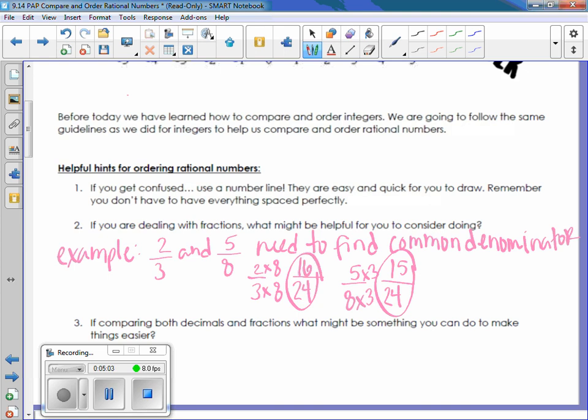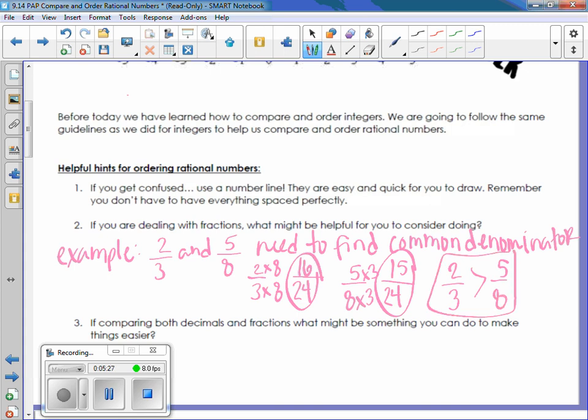The best way to compare them is to cut the pizzas into the same amount of slices, right? So that's finding the common denominator. We would cut it into 24 slices, and if the pizzas were 24 slices, Luke ate 16 pieces, and I ate 15 pieces. So who ate more? Luke. So we would say that 2/3 is greater than 5/8.